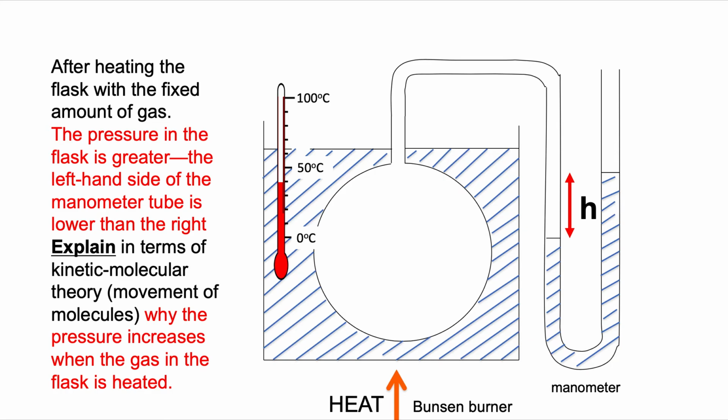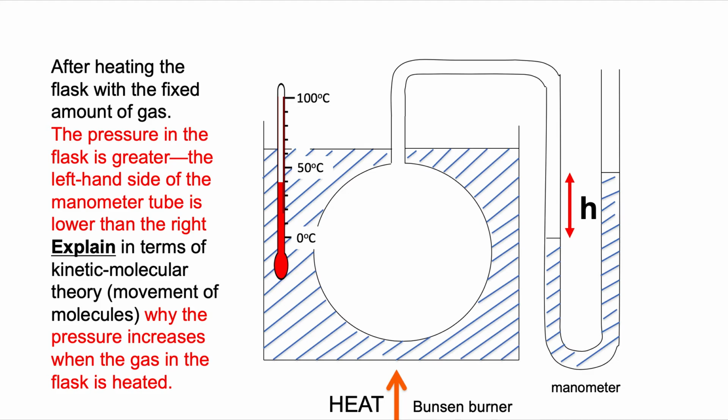As you start heating, you're getting increased pressure in the flask, and so on the left-hand limb of the U-tube. So explain in kinetic molecular theory why pressure increases when gas is heated. On the right-hand side, you've still got the open limb, and the pressure around that is the pressure of the atmosphere. So the pressure of the gas is atmospheric pressure plus that h.